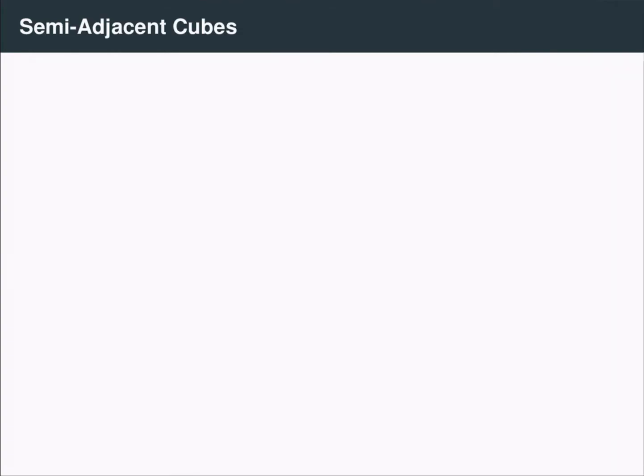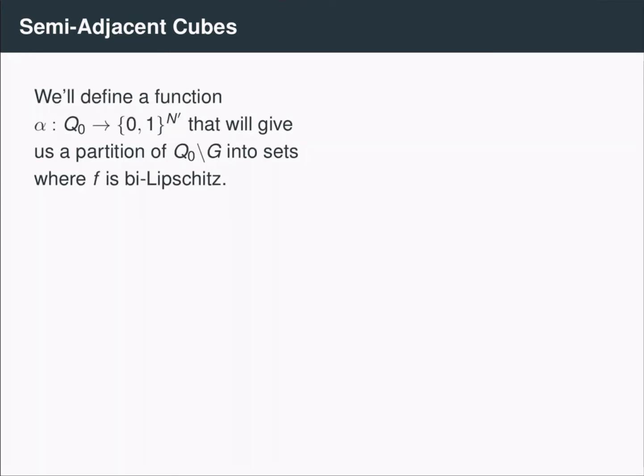So now what remains to be done is to sort the rest of the set Q naught, so the part that isn't in the garbage set, into a bounded number of sets upon each of which the function f is bi-Lipschitz. So the way that we're going to do this is that we're going to come up with a function alpha that assigns to every point in Q naught a unique word. And by word, I mean a string of zeros and ones of length n prime, where n prime is going to be some large but bounded integer. And then this will give us a partition of the part outside the garbage set into sets where the function is bi-Lipschitz.